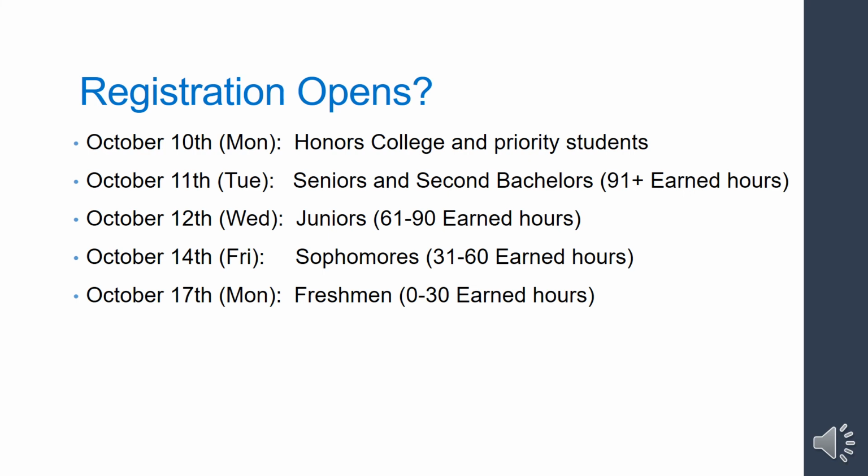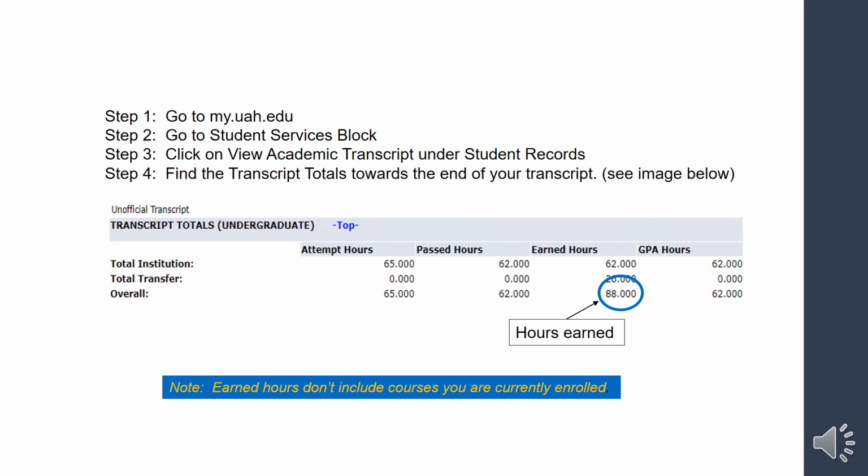How do you know how many earned hours? Here's a guide. Go back to my.uah.edu. Under that Student Services heading, you're going to view your academic transcript under Student Records. Then you're going to find the transcript totals towards the end of your transcript. Look for the overall earned hours, which includes your institution hours, the ones you've earned here at UAH, plus your transfer hours. That number of earned hours is what you use to determine what day you register. Remember that earned hours do not include the courses that you're taking this fall because you haven't earned credit for those yet.